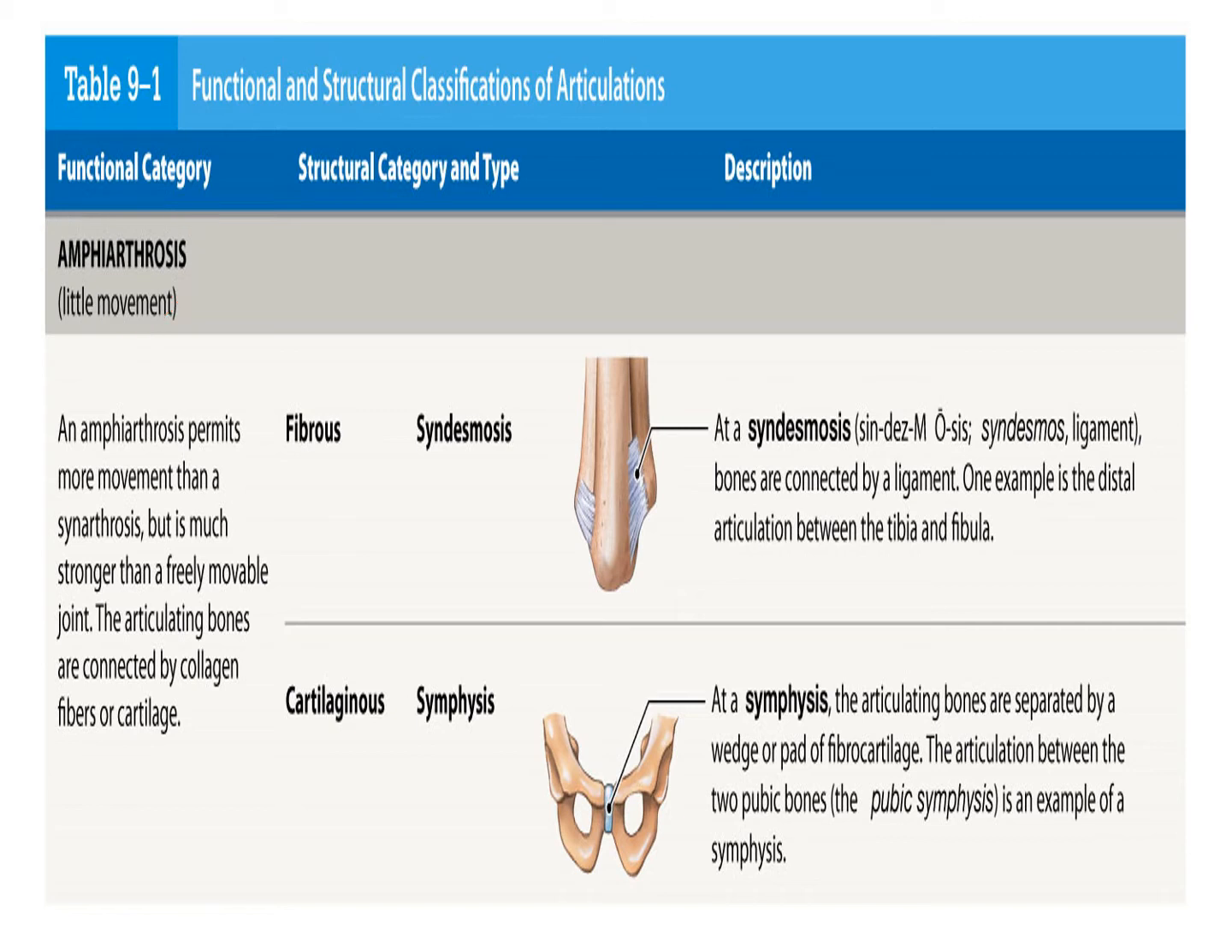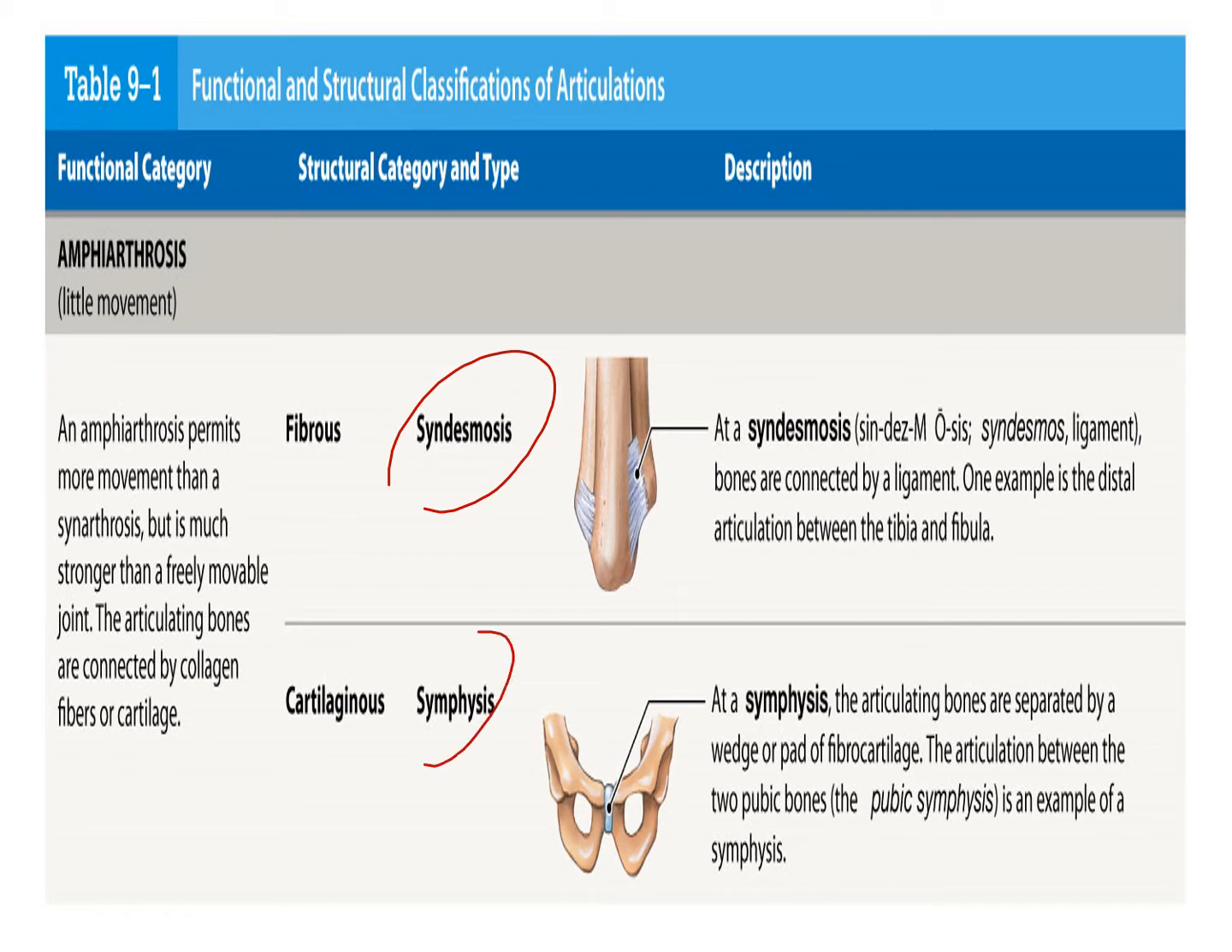In the fibrous category, we've got the syndesmosis first. A syndesmosis is where bones are connected by a ligament. So it's just a ligamentous connection between bones. So here they're showing you the articulation between the tibia and the fibula. You could also look at the interosseous membrane or ligament between the radius and the ulna. That would be considered a syndesmosis.